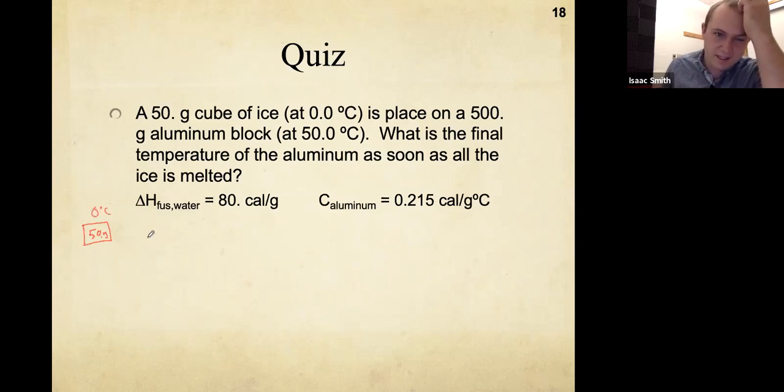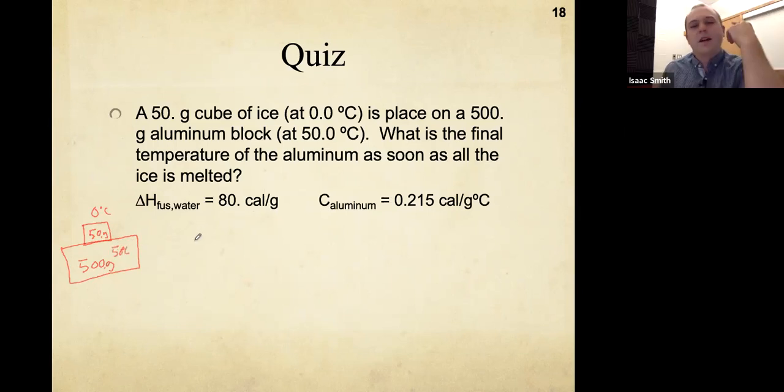And it's placed on a 500-gram aluminum block. So we put it on an aluminum block that's 500 grams. And this is at 50 degrees Celsius. What is the final temperature of the aluminum as soon as all the ice is melted?